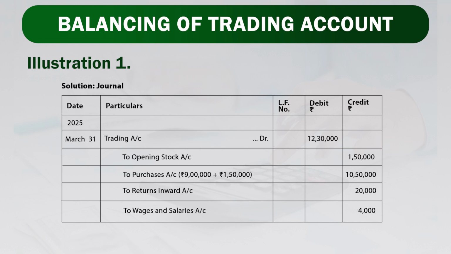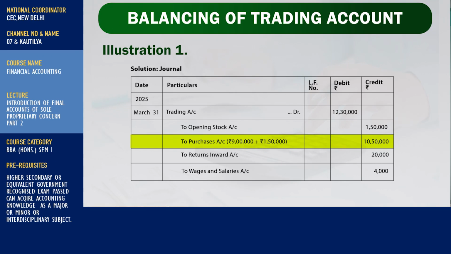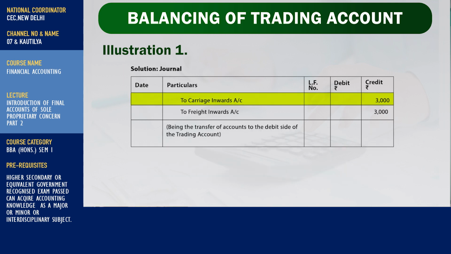First of all, we will record the entry for all the items which appear at the debit side of the trading account. So here trading account is debited by rupees 12,30,000, and now all items which appear at the debit side are to be credited over here. So, to opening stock account we will credit 1,50,000 rupees. To purchases account we have total purchases of rupees 9 lakh plus 1,50,000, so 10,50,000 will be credited over here. To return inward account rupees 20,000, to wages and salaries account 4,000, to carriage inwards account 3,000, to freight inwards account 3,000, being the transfer of accounts to the debit side of the trading account.